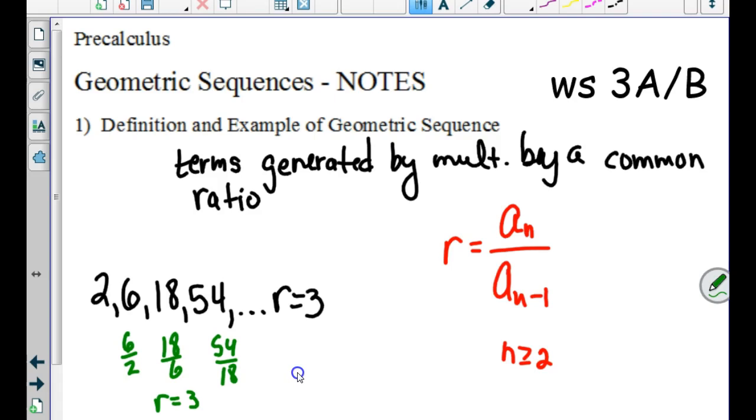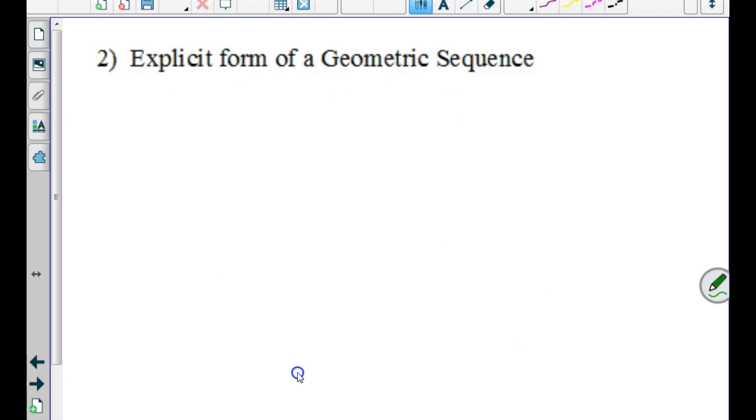Okay, r can be negative. What will you notice if r is negative? Will every term be negative? No, it'd be every other one would be negative, right? Because if you multiply by a negative, it's going to go negative, positive, negative, positive. r can also be a decimal or fraction, less than 1. It can make it get smaller and smaller.